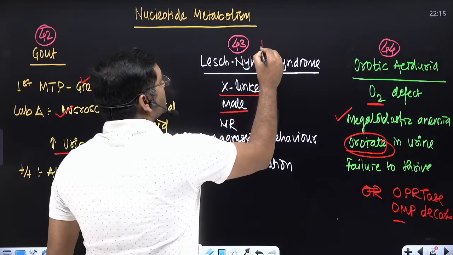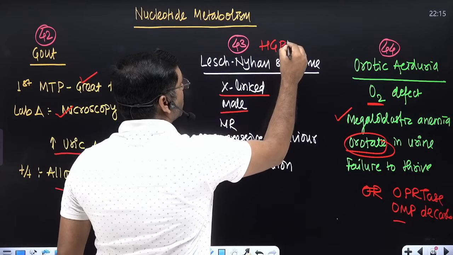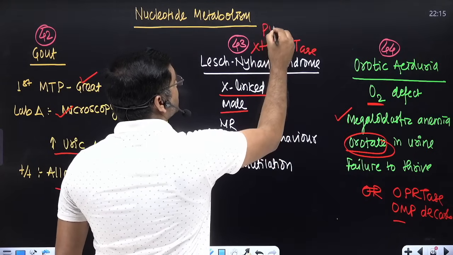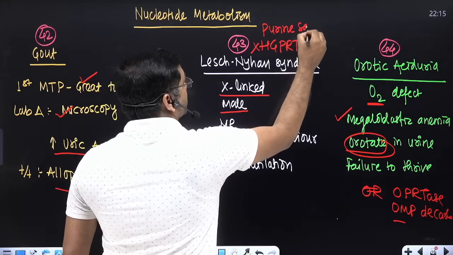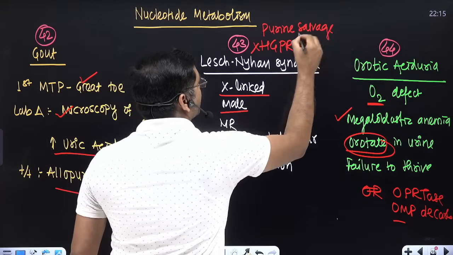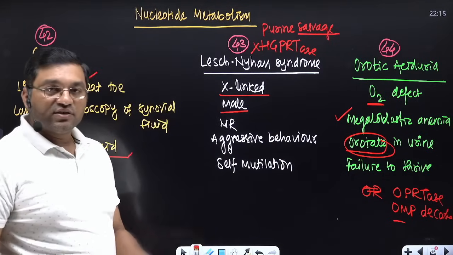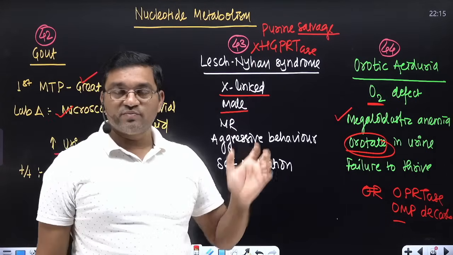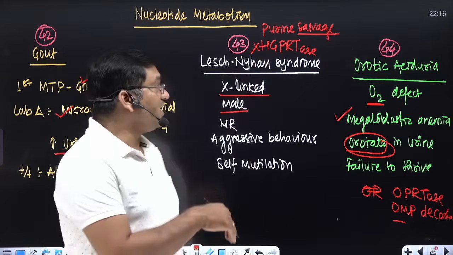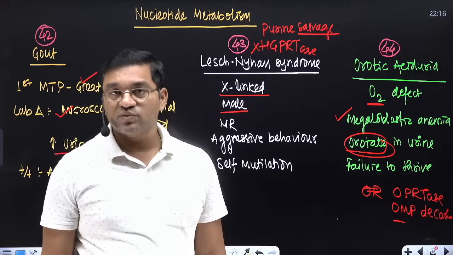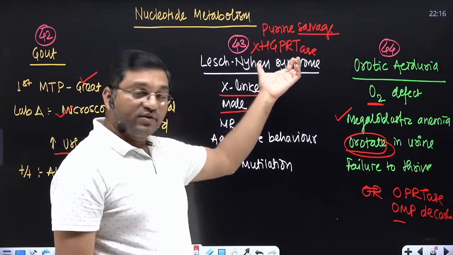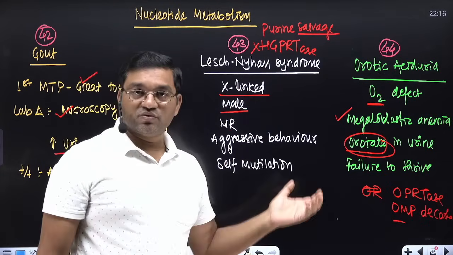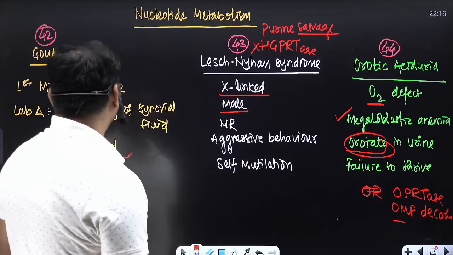Lesch-Nyhan syndrome is the HGPRTase, hypoxanthine guanine phosphoribosyl transferase defect, and it is related with the purine salvage pathway. This is an important pathway for the brain. The synthesis of nucleotides in brain and RBCs is typically dependent on the purine salvage pathway, in which guanine and hypoxanthine are converted into their corresponding nucleotides. So as there is defective HGPRTase, there is decreased synthesis of nucleotides in the brain. So that's why the neurological manifestations are there.